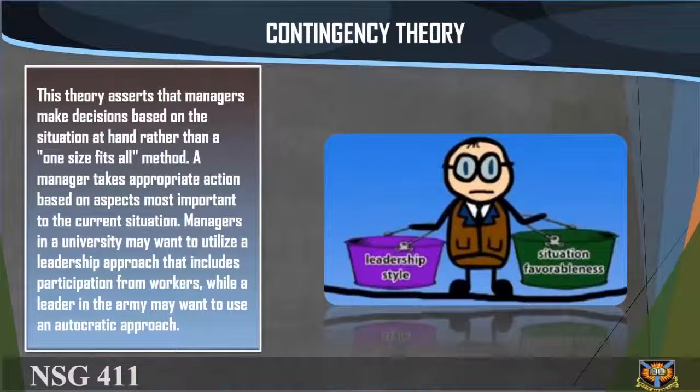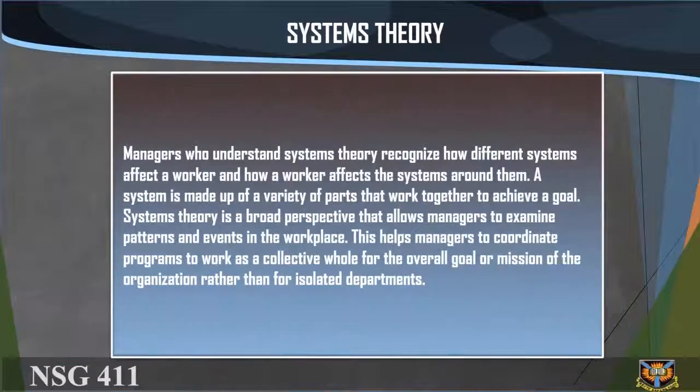Contingency theory. This theory asserts that managers make decisions based on the situation at hand rather than a one-size-fits-all method. A manager takes appropriate action based on aspects most important to the current situation. Managers in a university may want to utilize a leadership approach that includes participation from workers, while a leader in the army may want to use an autocratic approach.